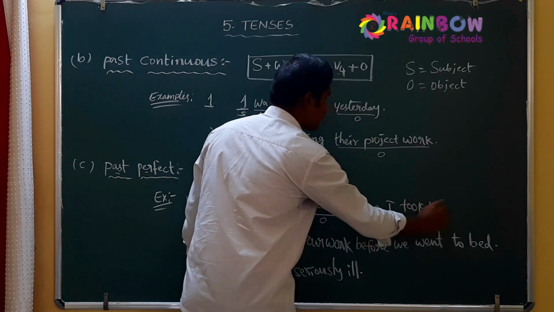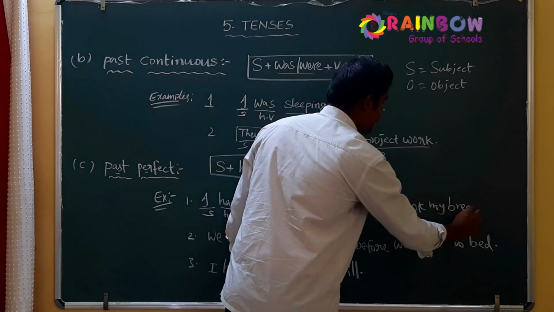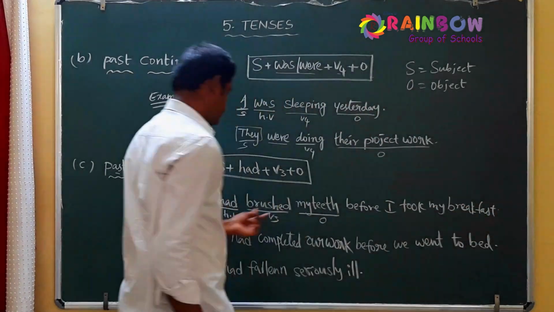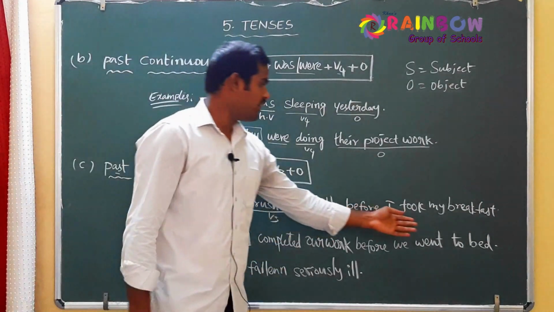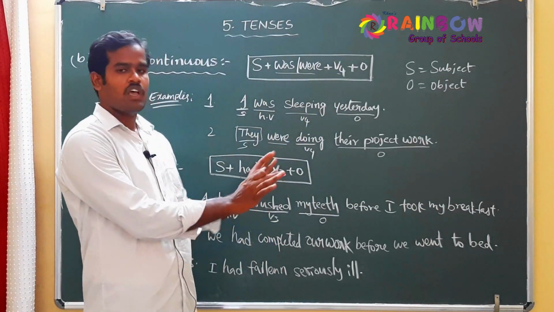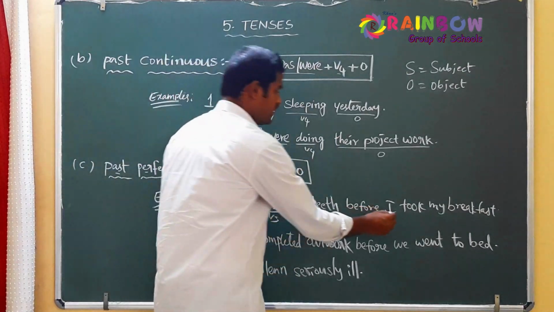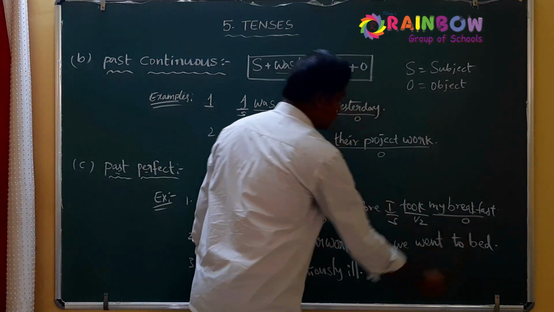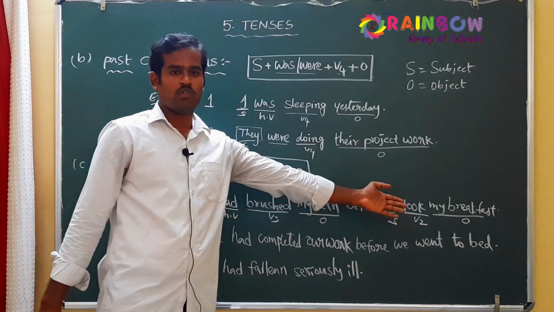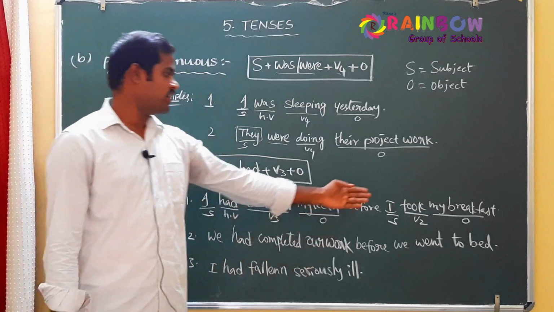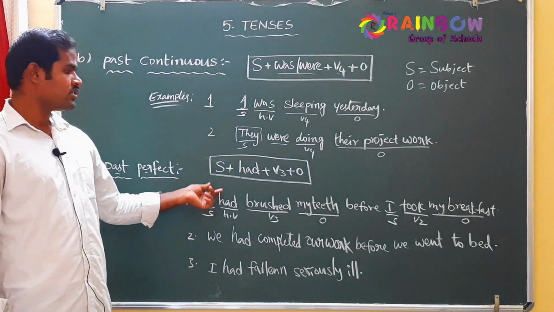If you observe carefully, here are two completed actions. I had brushed my teeth, it is a completed action, and I took my breakfast, it is also a finished action. Both actions are already over now. Here it is subject I, second form of verb, and object. So it is in simple past, as we have just discussed. Subject plus V2 plus object makes simple past.